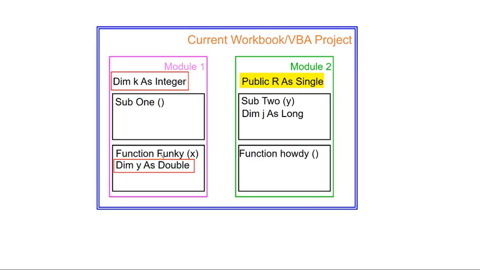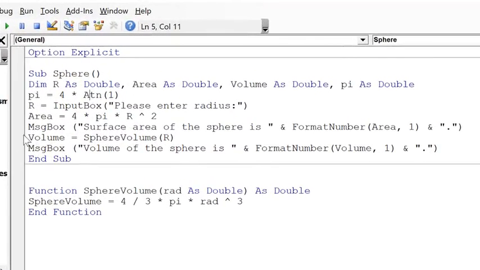So let's work through an example. I've got a sub here. We just calculate pi, 4 times the arctangent of 1. We get the radius of a sphere in an input box. We calculate the surface area. We output that in a message box. And then I subcontract out the work of calculating the volume to this sphere volume function.